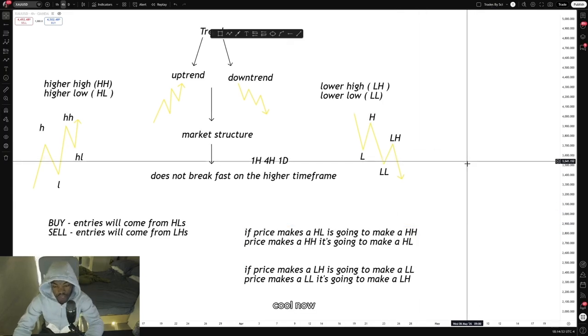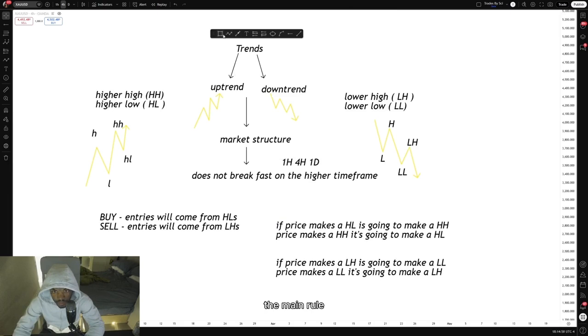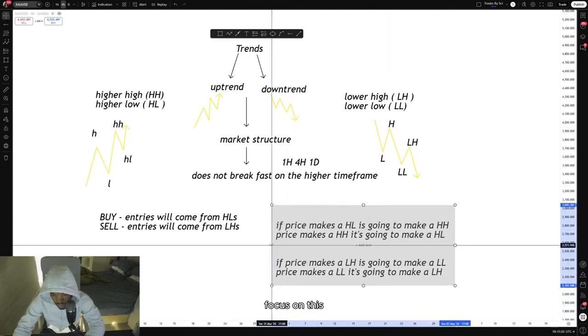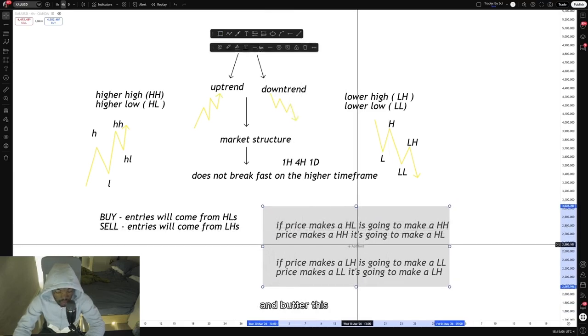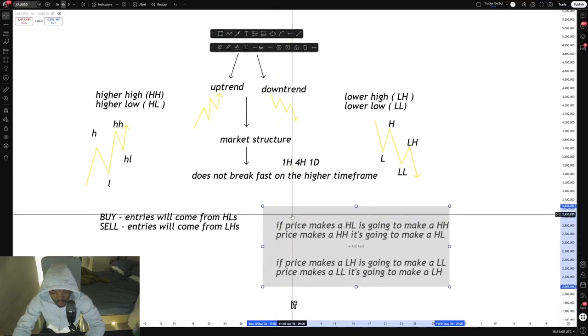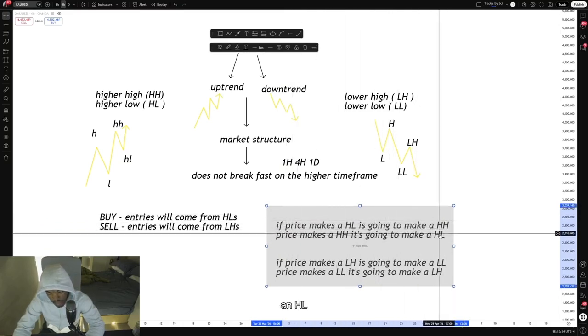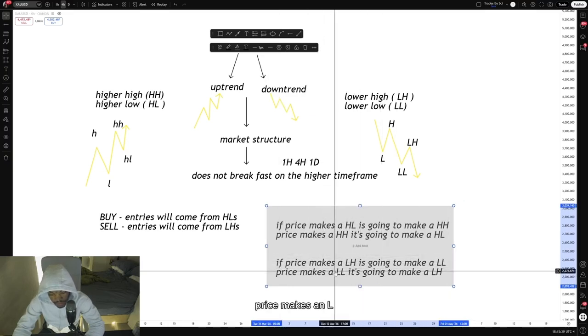Cool. Now, write all this down because this is very important. This is the main rule here. I want you guys to really focus on this. This right here, really focus on this because this is going to be the bread and butter. This is how you're going to make some money. If price makes an HL, it's going to make an HH. Price makes an HH, it's going to make an HL. If price makes a LH, it's going to make an LL. Price makes an LL, it's going to make a LH.